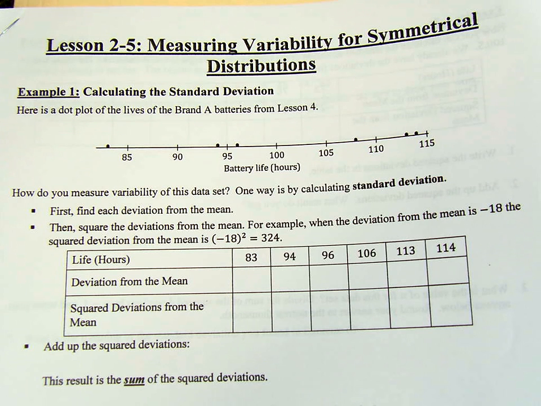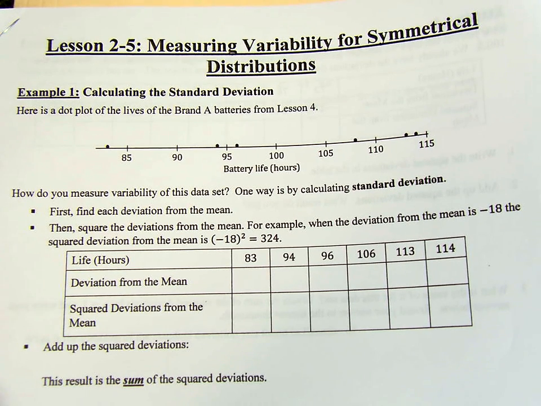Okay, so today what we're going to talk about is measuring variability for symmetrical distributions. In example 1, they want us to calculate the standard deviation. It says, here's the dot plot of the lives of the brand A battery for level 4. So they want to know, how do you measure variability of this data set? One way is by calculating the standard deviation.